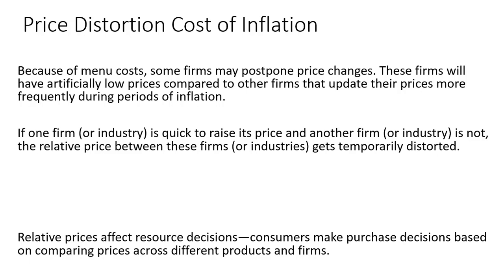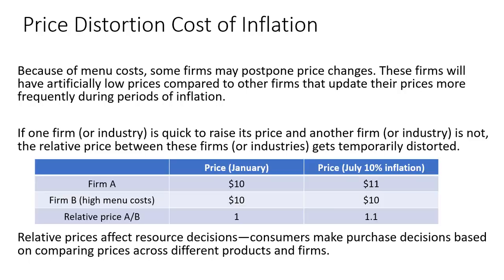Relative prices affect resource decisions. Consumers make purchase decisions by comparing prices across different products and firms. So for example, in this table, we have two firms. Firm A has lower menu costs, firm B higher menu costs, and we start the year in January. Both firms charge $10 for their products, so the relative price, firm A's price divided by firm B's price, is just 1.